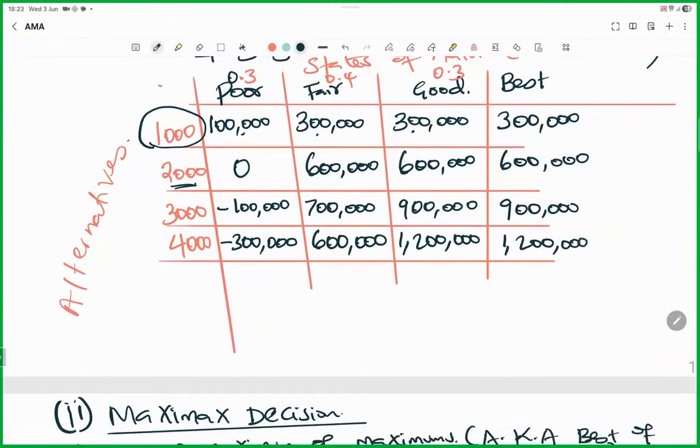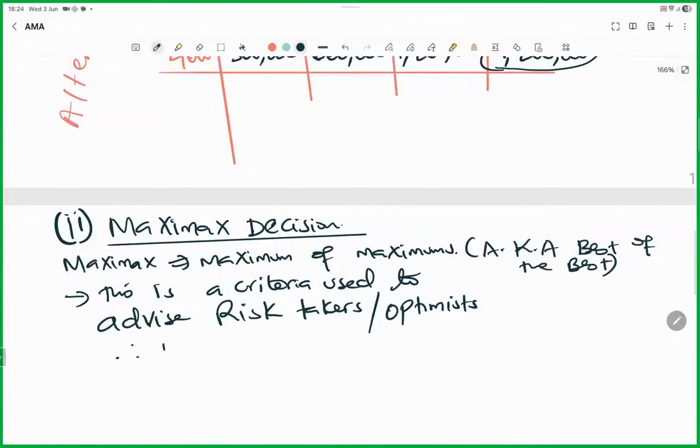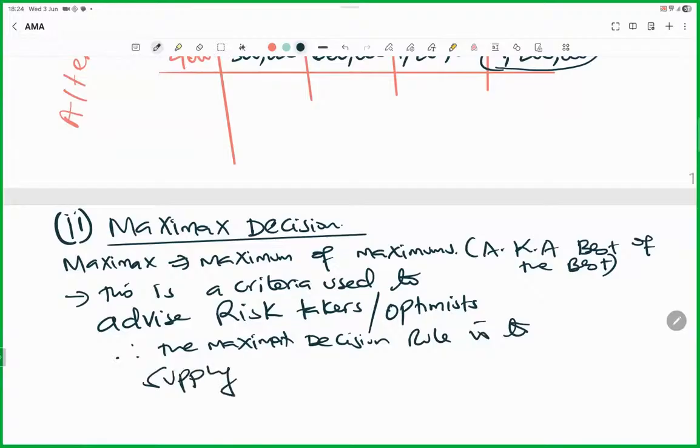He doesn't stop there. This is a very optimistic individual because he can only go for one alternative at a time. He will settle for the best of the very best. That's why we call it maximum of the maximums. So this 1.2 million is what we call the B of B, best of best, and therefore the maxi decision rule is to supply how many sandwiches? To supply 4,000 sandwiches.